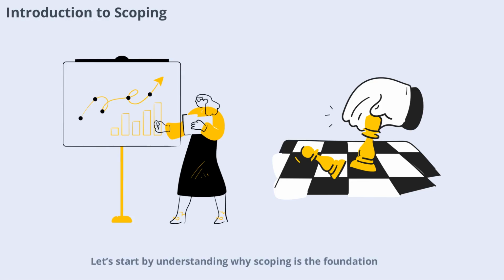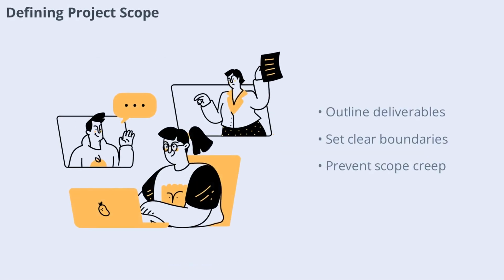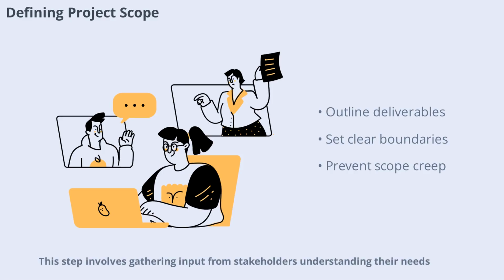Let's start by understanding why scoping is the foundation of every successful project and how it can save time, money, and resources down the line. Defining the project scope means clearly outlining what will be delivered and what will not. This step involves gathering input from stakeholders, understanding their needs, and translating those needs into specific deliverables. A well-defined scope prevents misunderstandings and scope creep, which can derail even the best planned projects. By setting clear boundaries, you give your team a roadmap to follow and a way to measure progress. Let's look at some techniques to help you define your project's scope effectively.